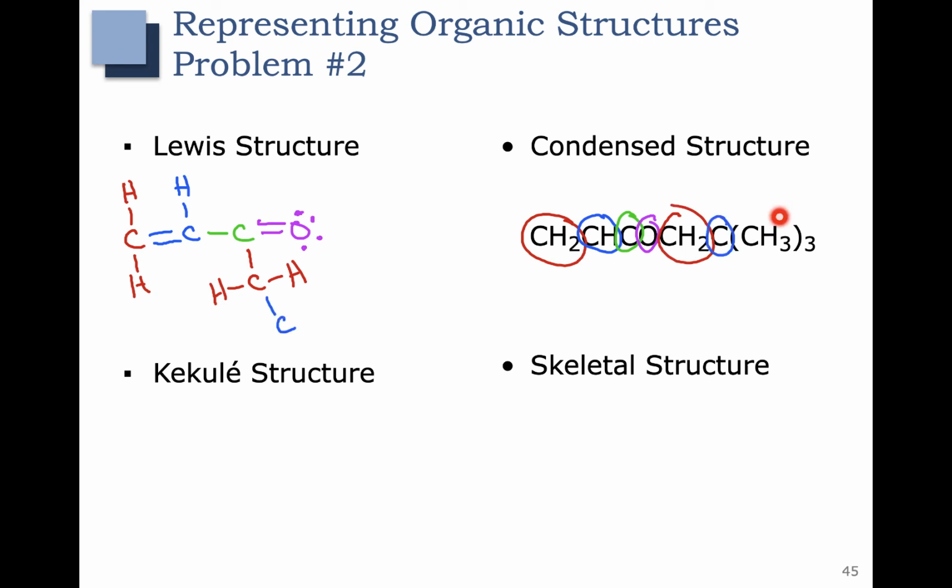And now we have this funky thing with parentheses. That means that we have 3 CH3 groups. So they're all going to be attached to that blue carbon. Okay, so those 3 CH3 groups are attached to blue carbon.